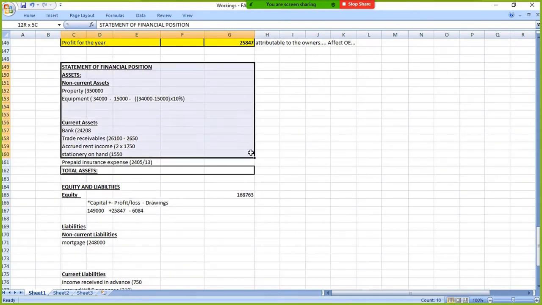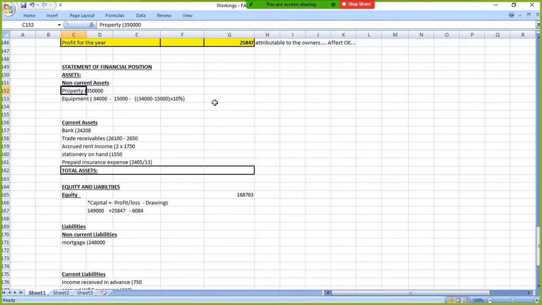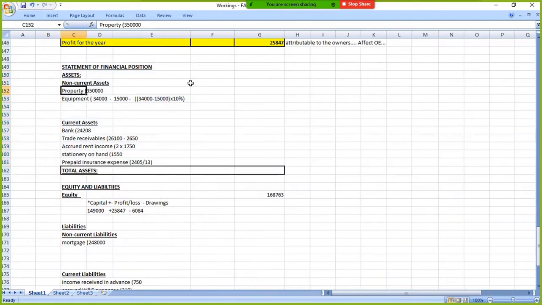Now we need to wrap up the statement of financial position. Property, same thing. Use two columns. I'm just going to move that across. So I've got space, 350,000. Equipment needs to be calculated.